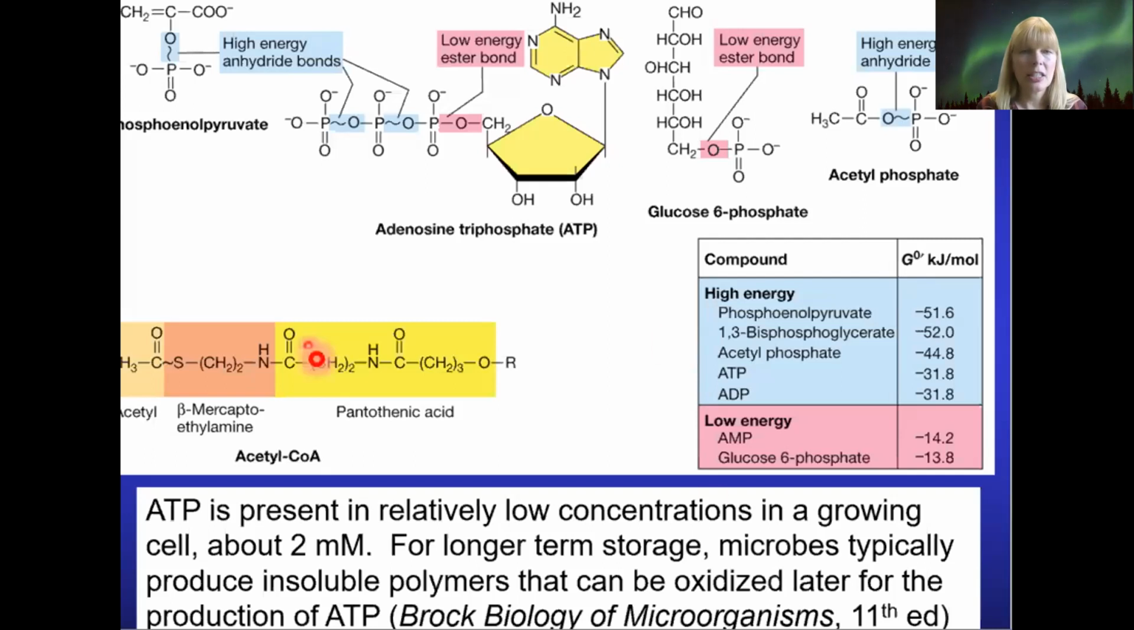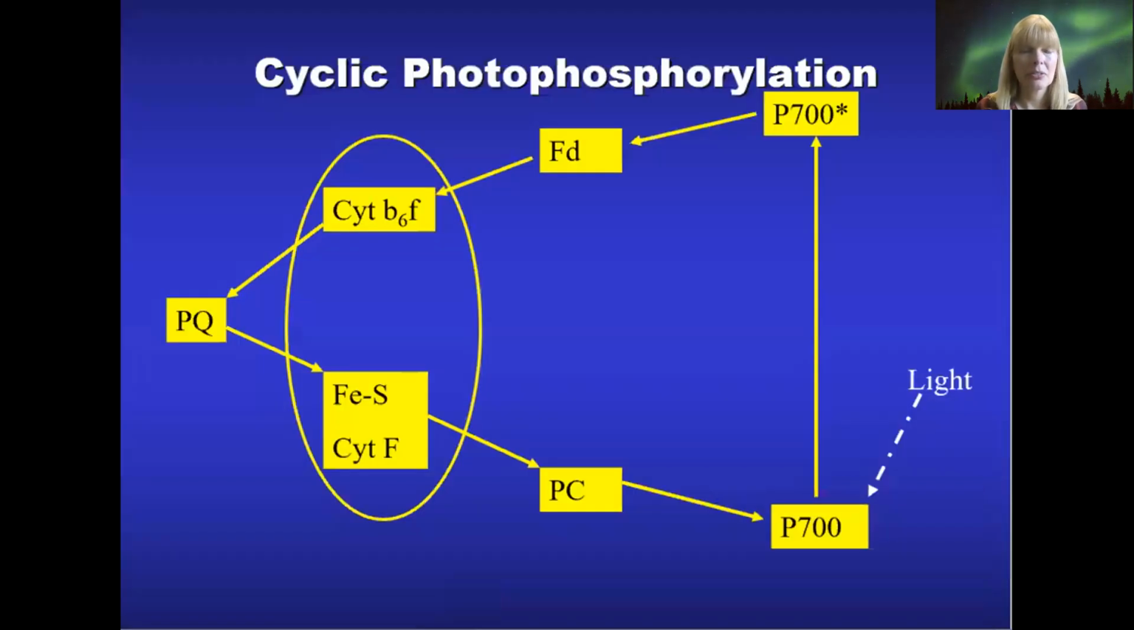Okay, this is actually taken from one of my microbiology textbooks, but it happens in plants and higher organisms too. Okay, let's get to this idea of cyclic or circular photophosphorylation. Plants can also do this.